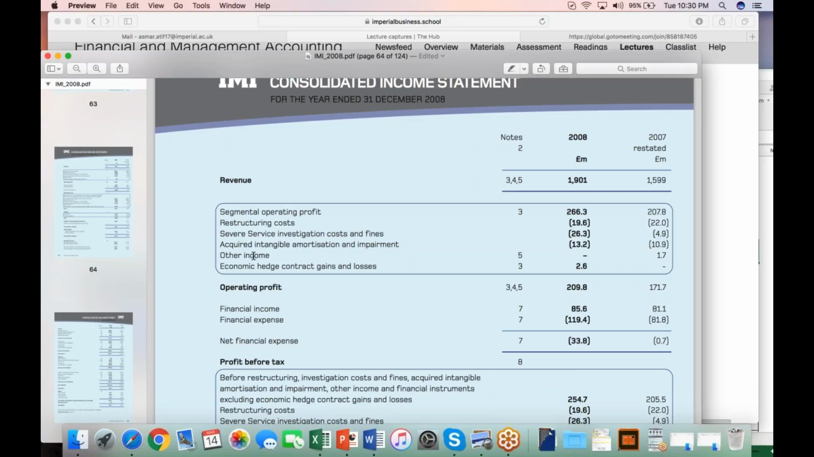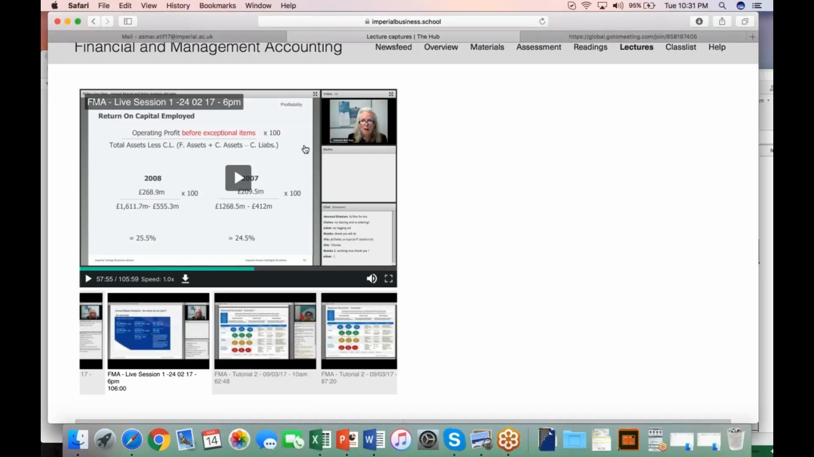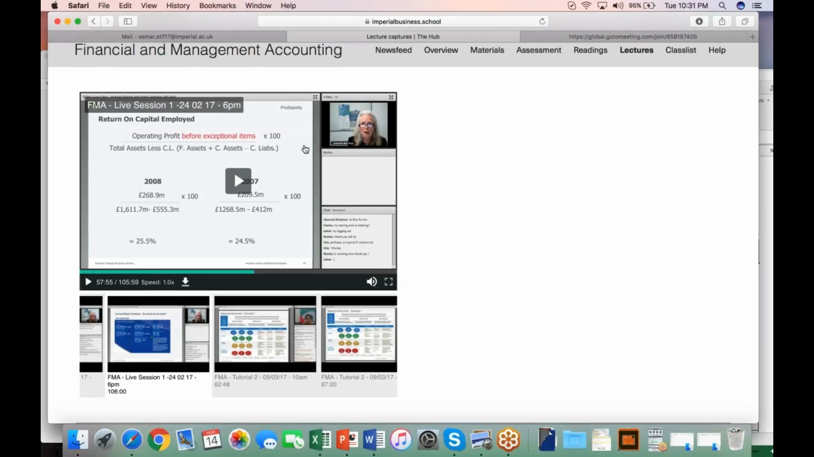Now, because how is she deciding this? Although the formula says you exclude exceptional items, yeah. Ahmad, the economic hedge contract, if you remember the question says economic hedge contract and gains is part of this. If I go to the question, it's very interesting. If I go to the question, where is the question for this 4.9? I need to go back to 4.9 now.